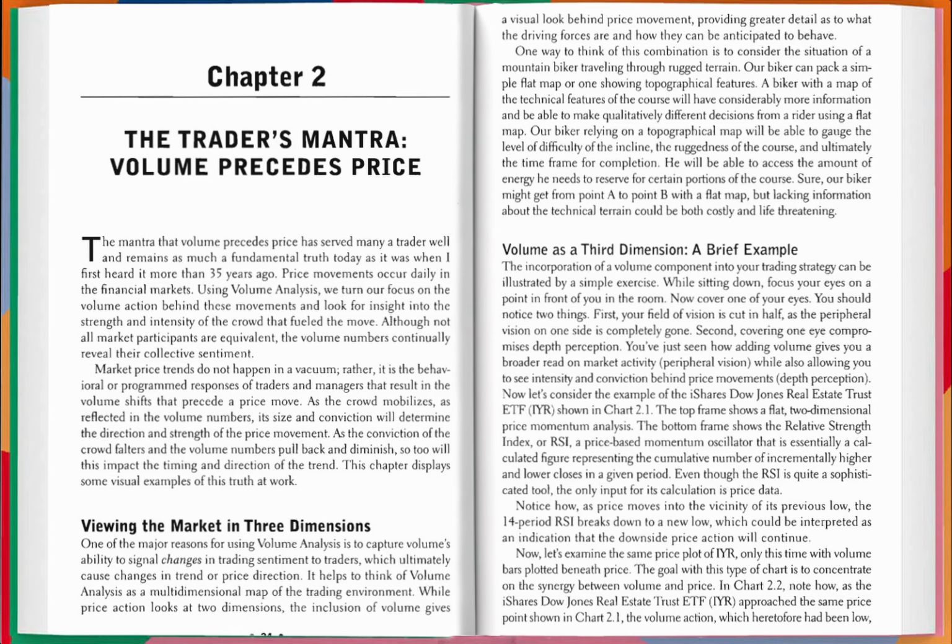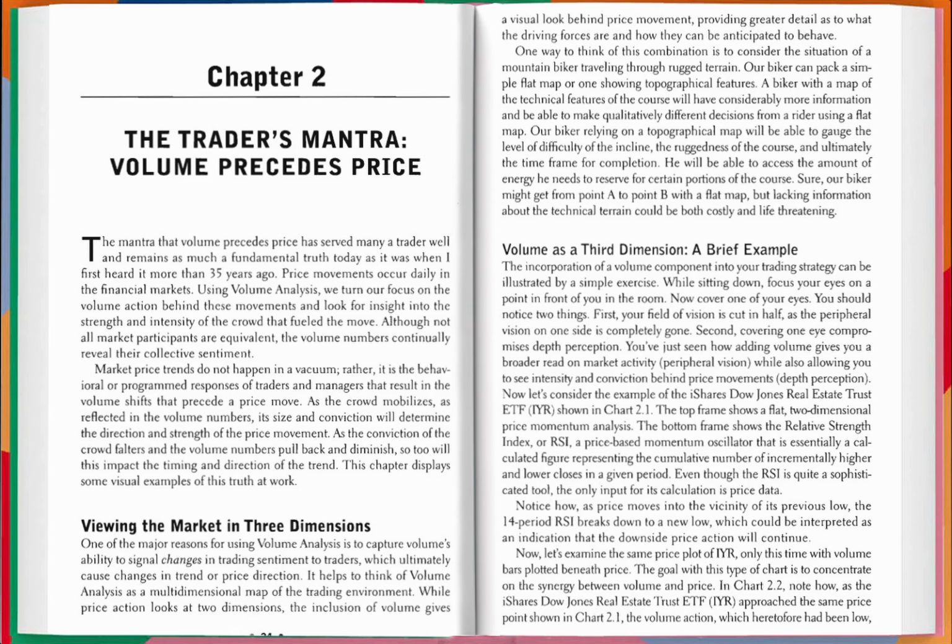First, your field of vision is cut in half as the peripheral vision on one side is completely gone. Second, covering one eye compromises depth perception. You've just seen how adding volume gives you a broader read on market activity, peripheral vision, while also allowing you to see intensity and conviction behind price movements, depth perception.